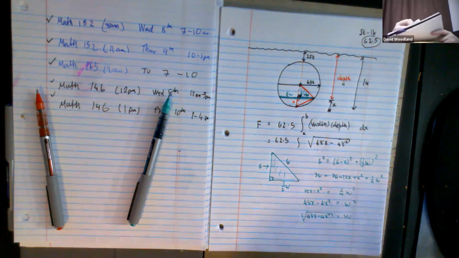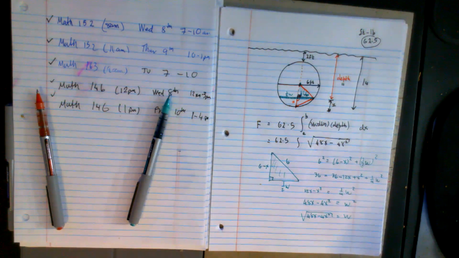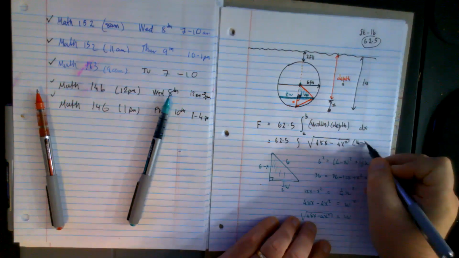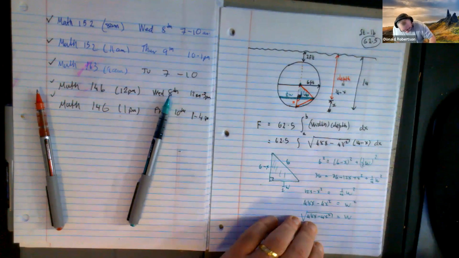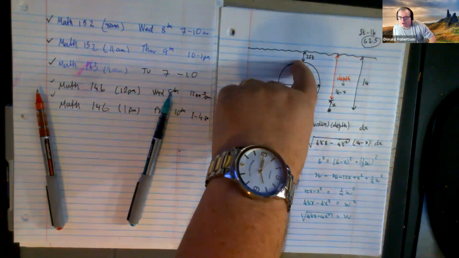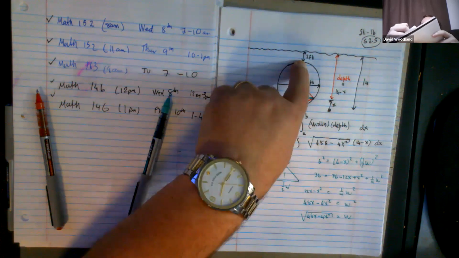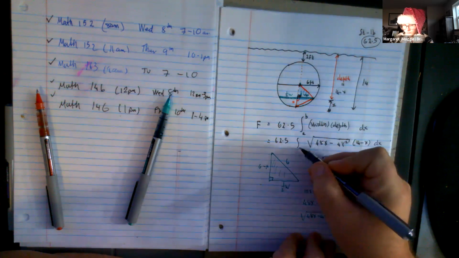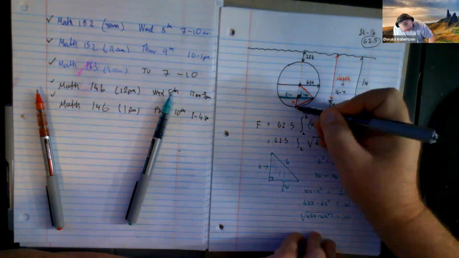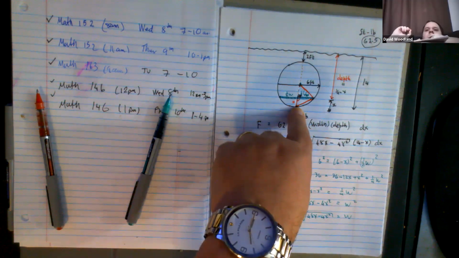This is 14. This piece is x. What is the depth? 14 minus x. Okay, there we go. What will the depth be at the top of this circle? Two. Okay. And what will the depth be when you hit the bottom of that circle? 14.